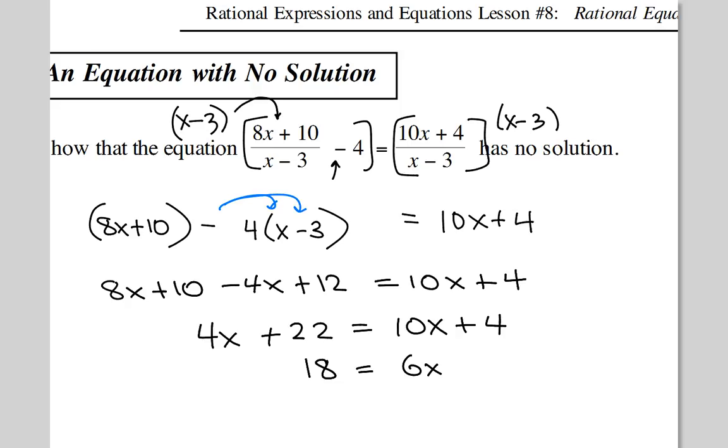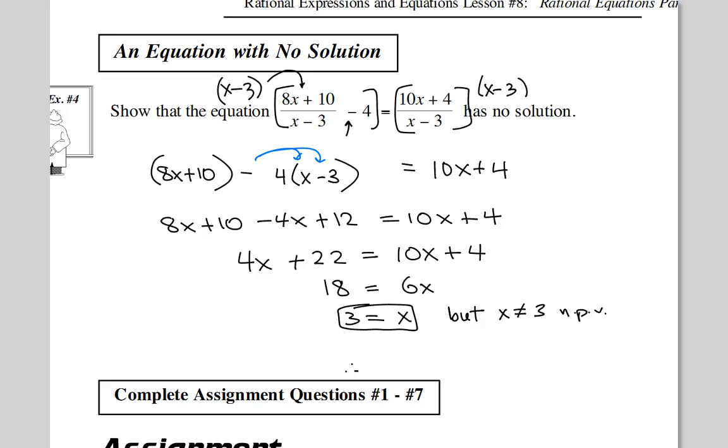Cool on that? Dividing by 6, we get 3, and what do you notice about that? That's your NPV. That's the only NPV. Interesting, right? So the only solution that you could possibly get is 3, but x is not allowed to be 3, so therefore this equation has no solution.